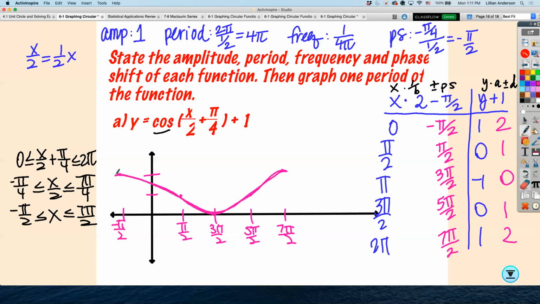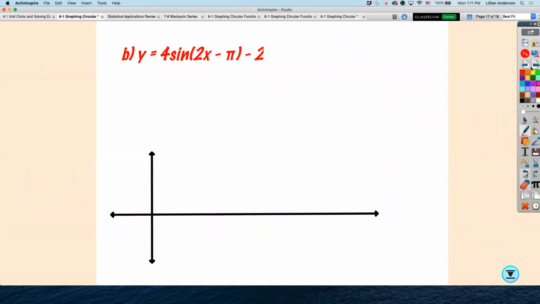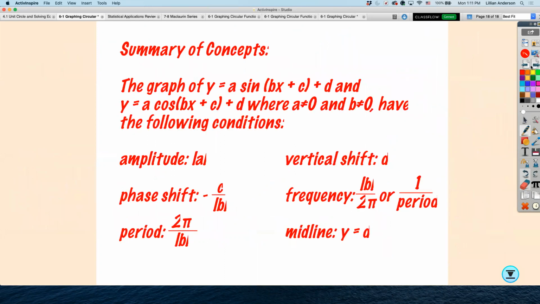If you have your table there, I can definitely check to make sure that you got the correct answers as well. But this is how you find all the different features of a sinusoidal function and how you graph it. Nice little summary of everything that we've talked about today and the other day.